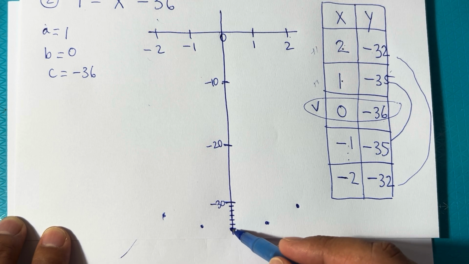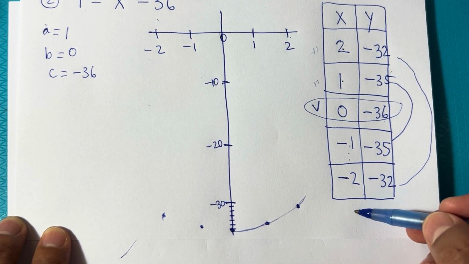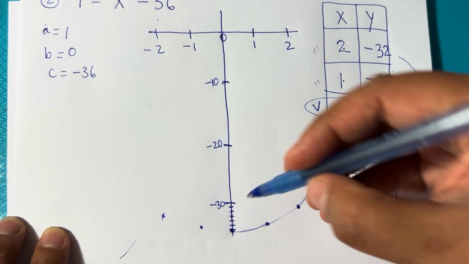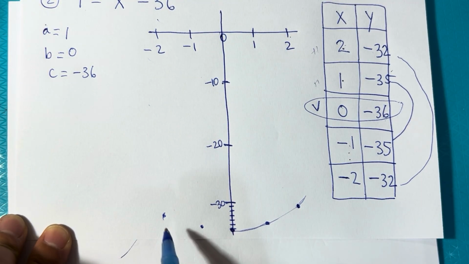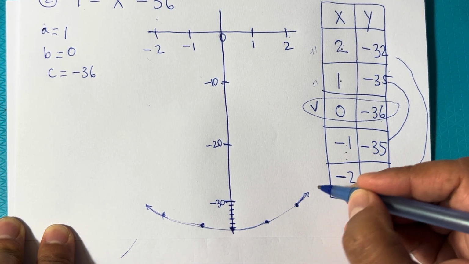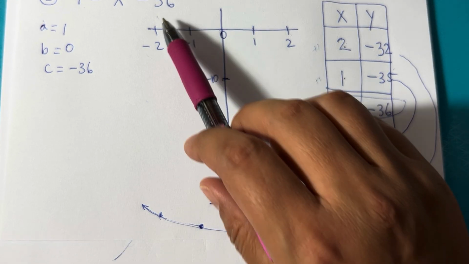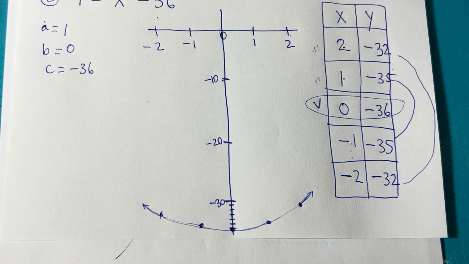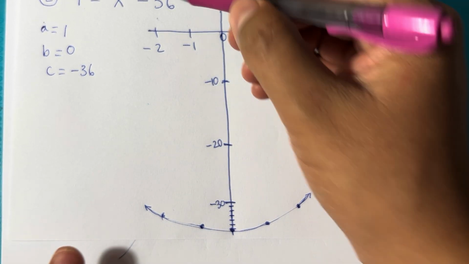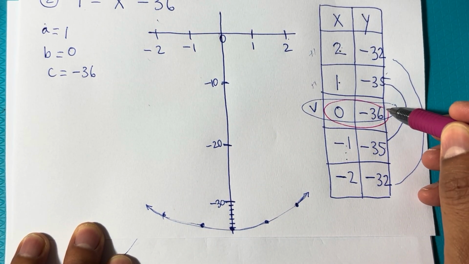So my parabola will look something like this. And you can even do -3 and +3 to see where the next point will be. This is going to be hard. So when it comes to analyzing these types of functions where we have difference of squares, it's a little easier because my vertex is at 0, -36.